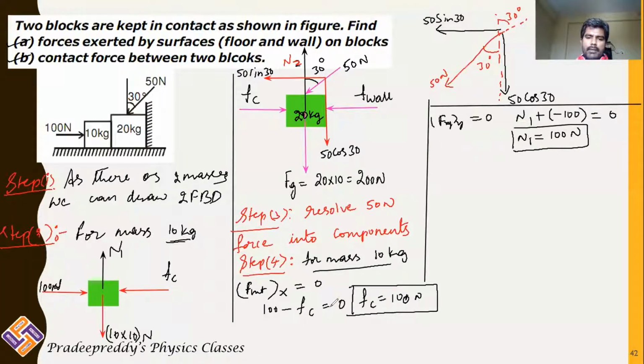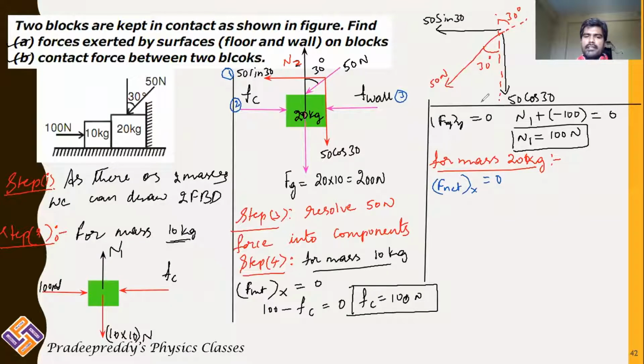Now let us take second body, for mass 20 kg. For mass 20 kg, F net along x-axis is equal to 0. Along x-axis, what are the forces acting over here? One is wall force, contact force, and 50 sin 30. Number 1, 50 sin 30. Number 2, contact force. Number 3, wall force. These three are acting along x-axis.